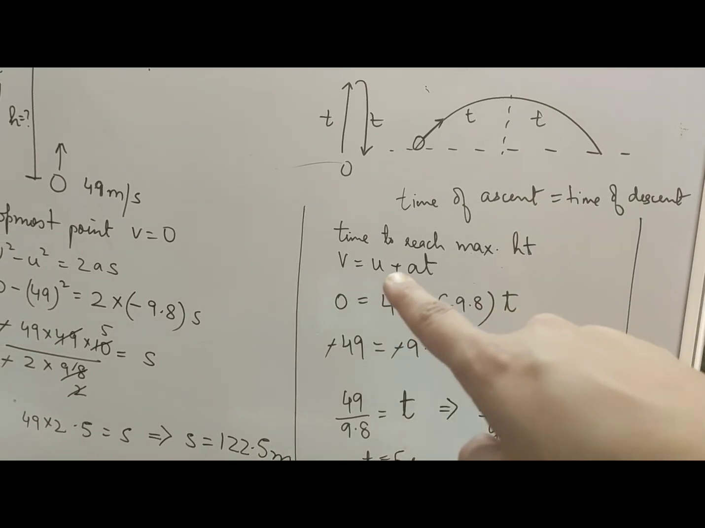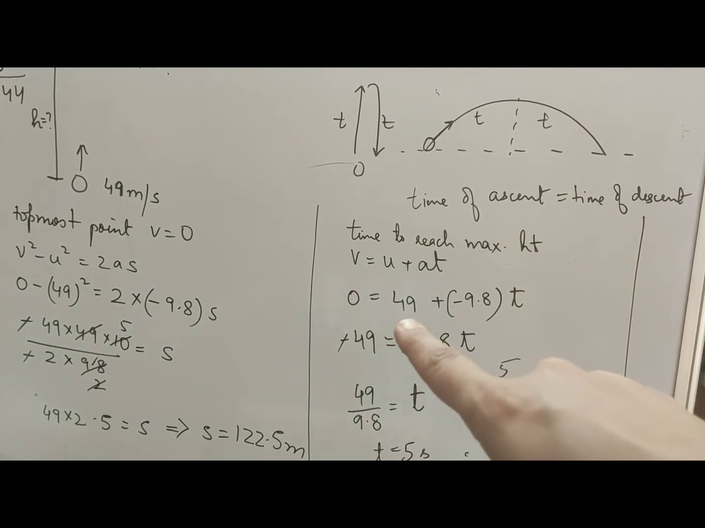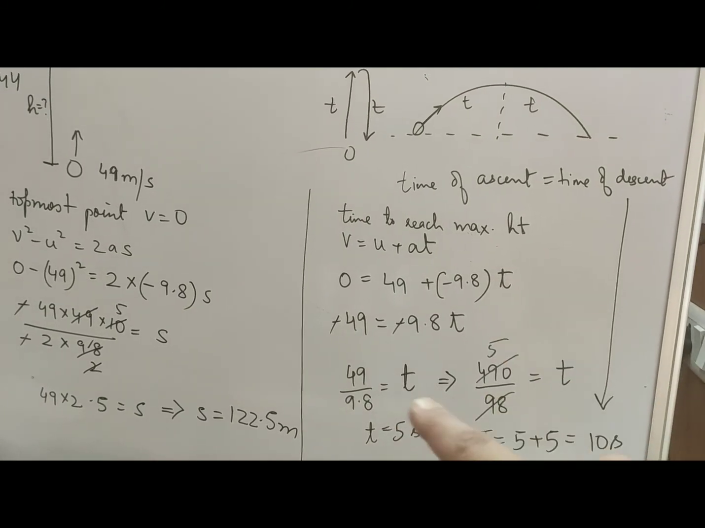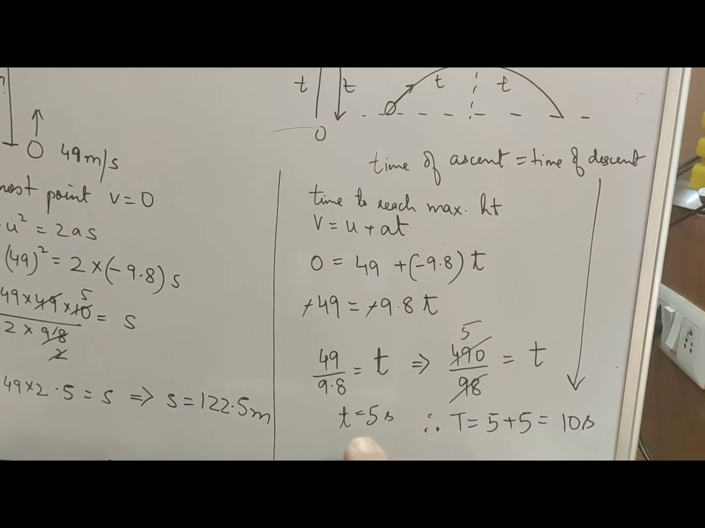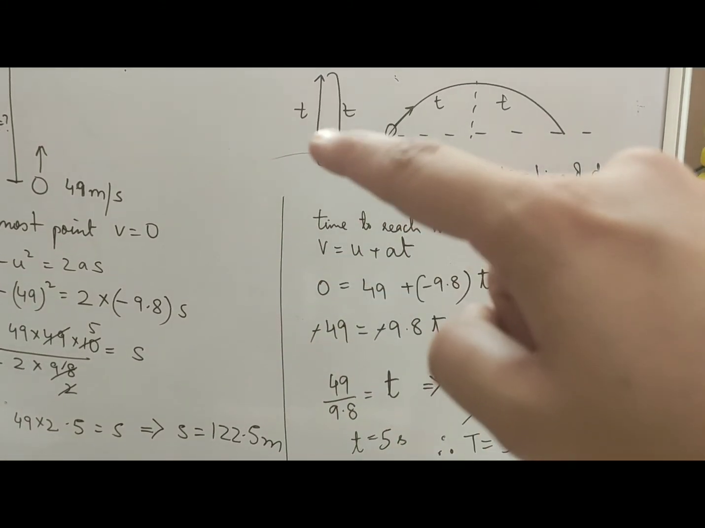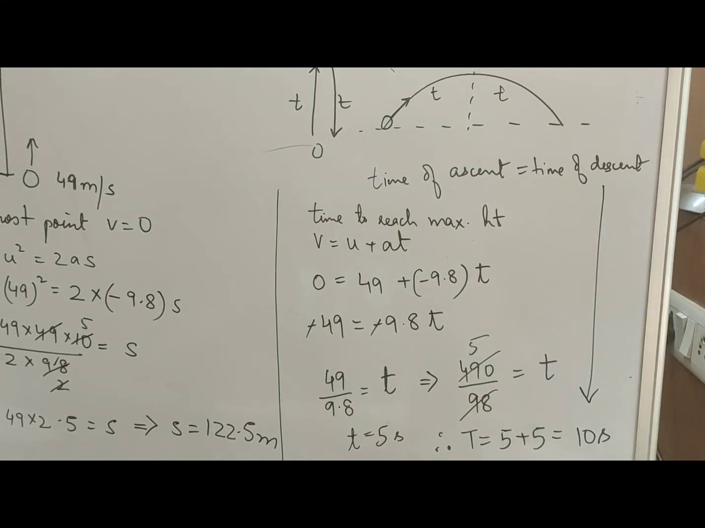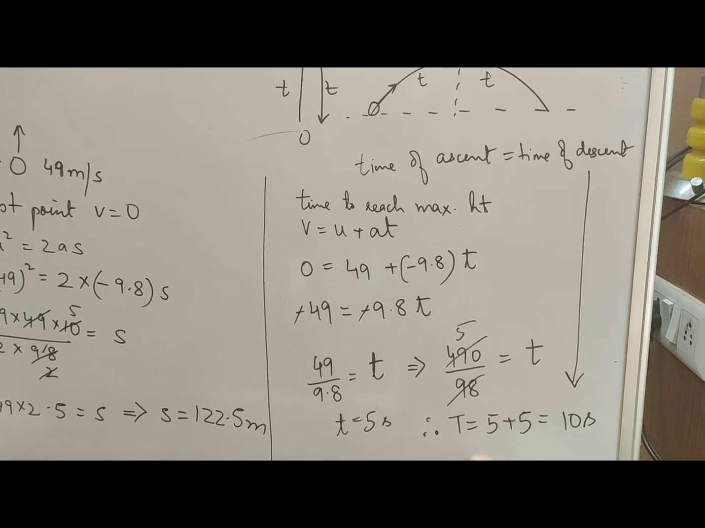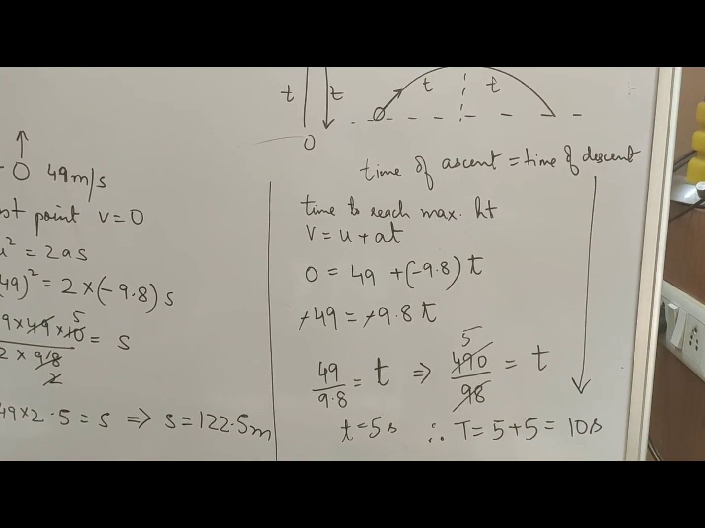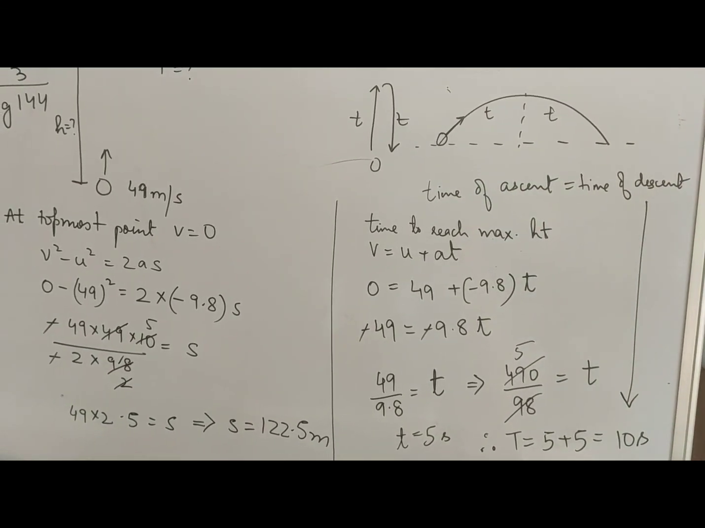So v is equal to u plus at. V is 0 at the topmost point, u is 49, a is minus 9.8, and t is to be calculated. Rearranging the terms again, I found the time to reach the maximum height is 5 seconds. So 5 seconds है throwing point से लेकर topmost point पे जाने का, plus 5 करेंगे हम वापस आने का, time of descent. So the total time of throwing the object up and catching it back is 5 plus 5, 10 seconds. In such questions you have to keep in mind that time of ascent is equal to time of descent.